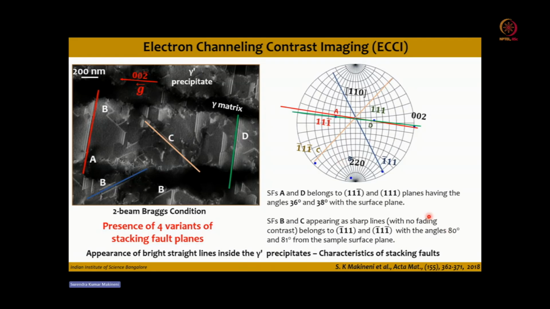These are nearly around 80 to 81 degrees from the sample surface. Okay, so the appearance of these straight lines or bright areas inside the gamma prime precipitates is characteristic of stacking faults. Now you have identified these stacking faults.